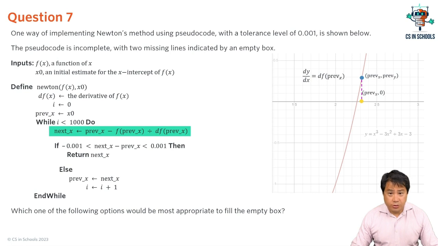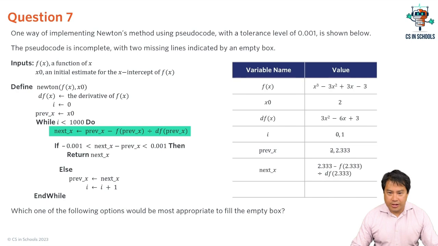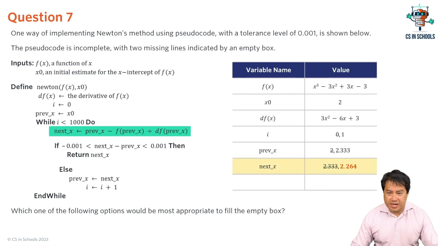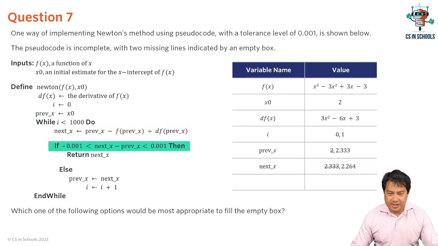We're going to find the derivative of the function at that point, draw the straight line, find out where it intercepts the x-axis, and that will be our next estimate, which is next x. There's that equation again. So if we go through and calculate that, we get next x is equal to 2.264.